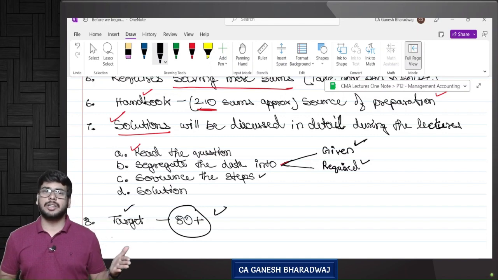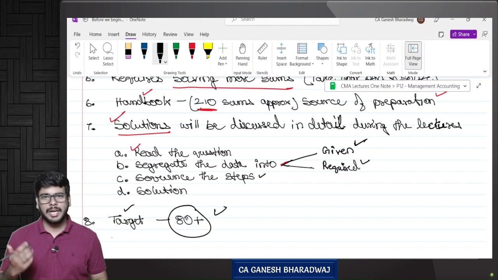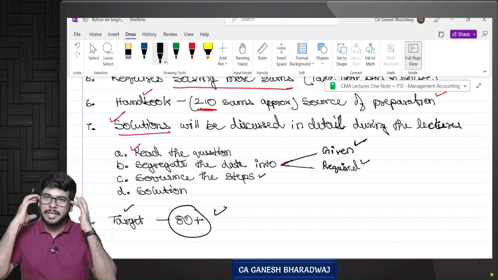Why? When you were studying in your 10th or 12th standard, scoring an 80 plus was possible, no? What 80 plus? We were talking about 90s or even centum. That's what we were talking about. Then what has changed right now in your CMA course, in professional courses? Nothing has changed. Just the mindset has changed.